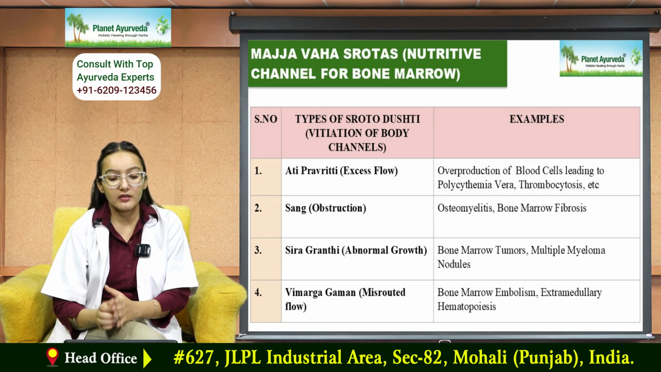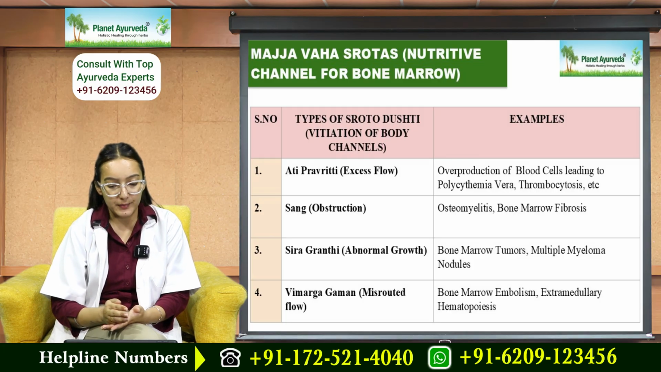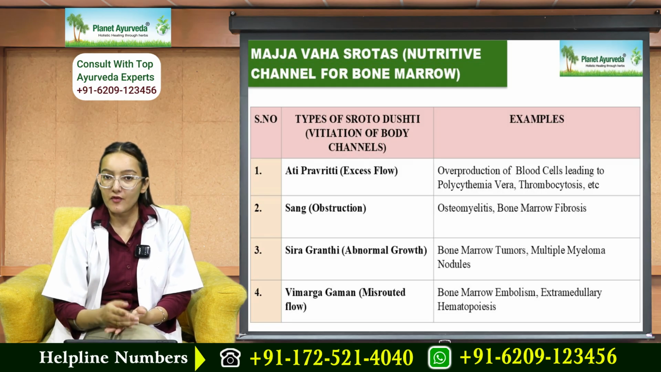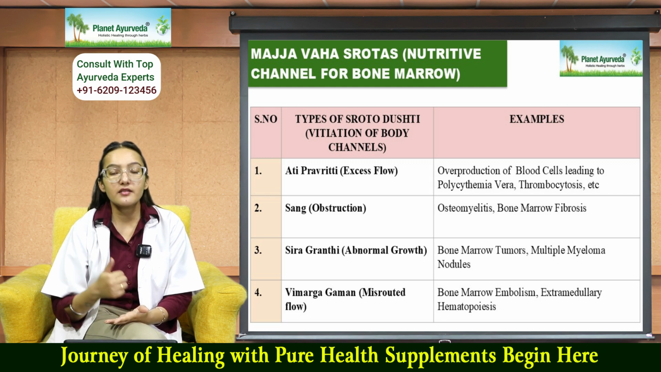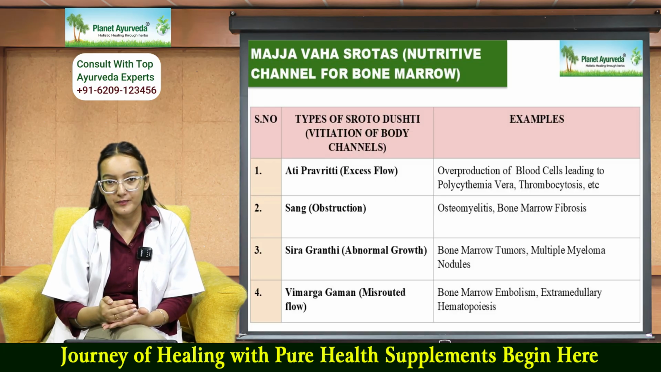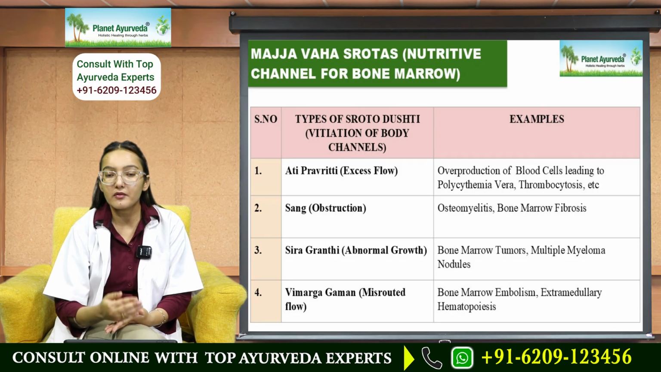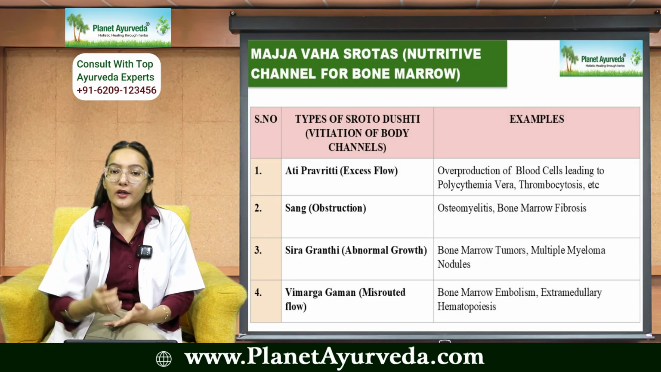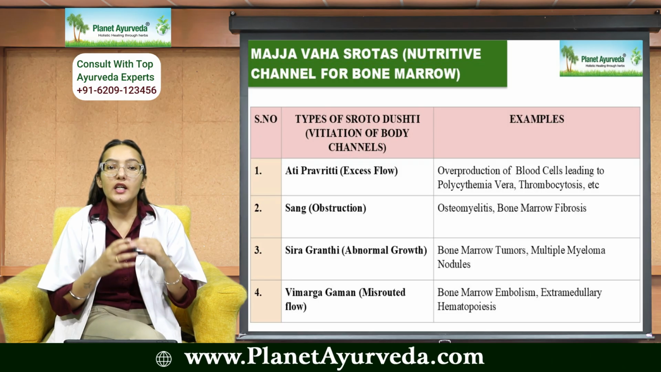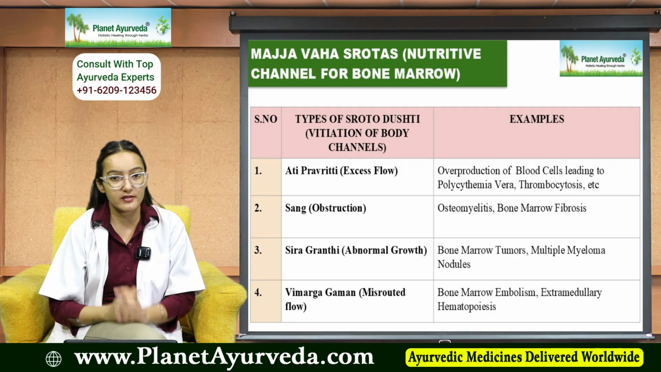Whenever there is excess flow of this Majjavaha Srotasa, what is going to happen? There will be overproduction of blood cells, leading to polycythemia vera. In case of polycythemia vera, there is a massive increase in RBCs. Thrombocytosis: there will be a massive increase in platelet count, and the person may experience thickening of blood. There will be more blood clotting, and due to blood clotting there will be blockage in the blood vessels, and one may also develop some kind of heart disease.